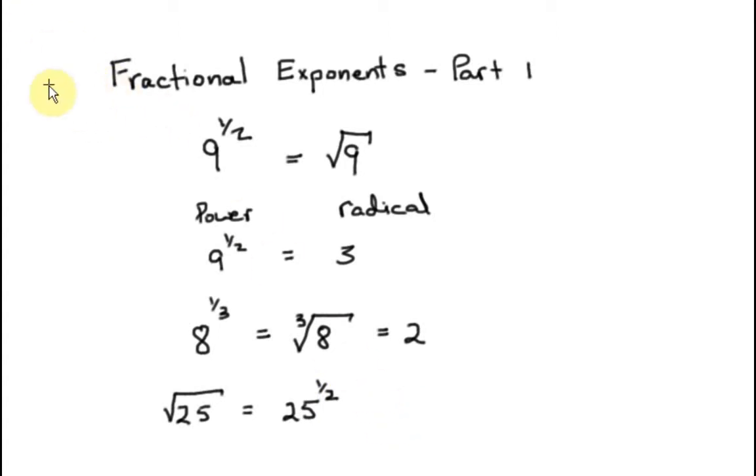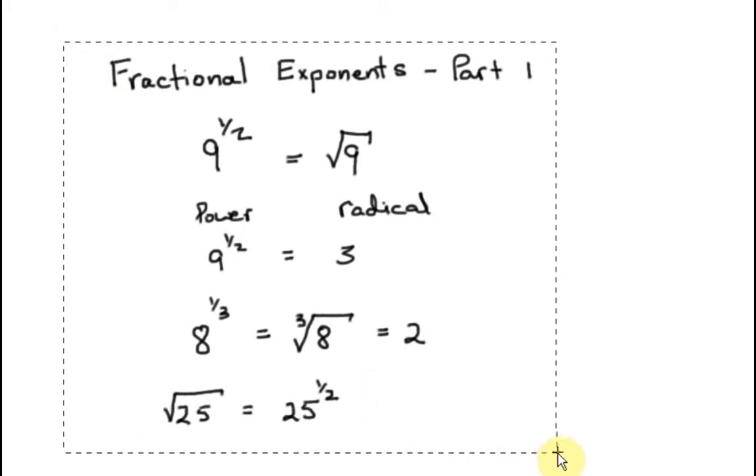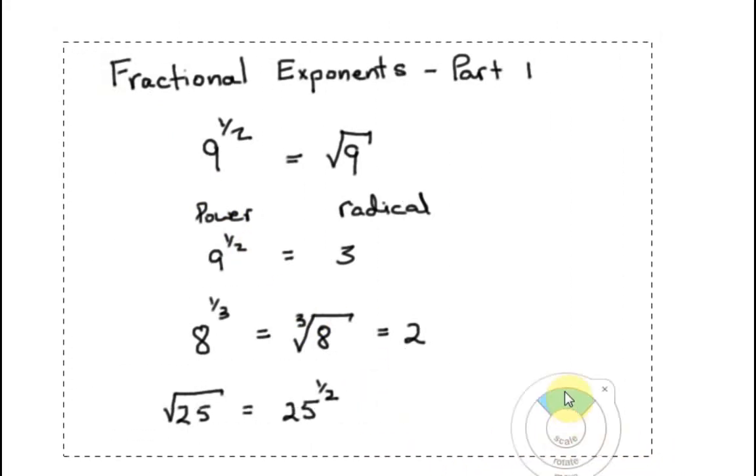So now we're going to erase this and do some examples. First of all, before I get into examples, let me summarize the rule at the top. What I'm saying is this: x to the 1 over n is the same thing as saying the nth root of x. So here it is as a power, and over on the right side it's a radical.